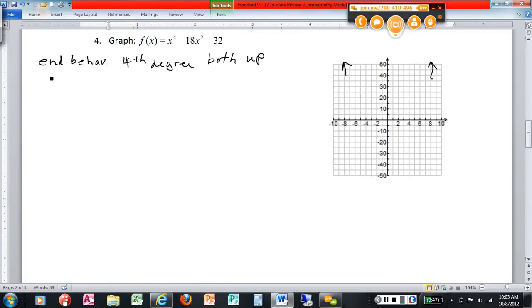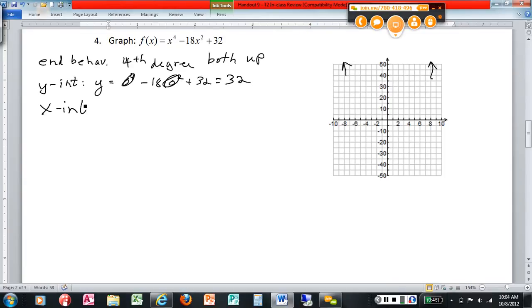All right, what about the y-intercept? Same deal, isn't it? Set x to be 0 for the y-intercept. Well, that's nice. That's 0. That's 0. So this is 32 y-intercept.